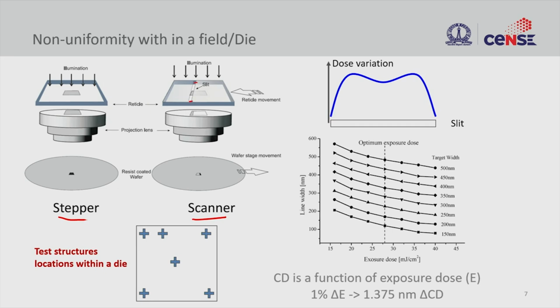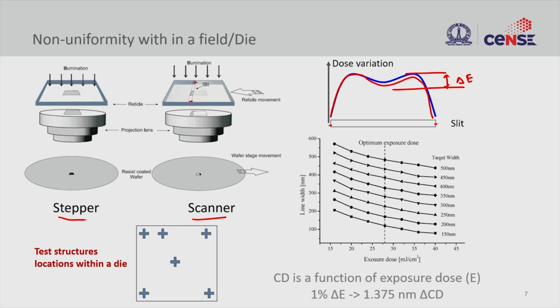But the assumption here is this slit has uniform illumination or uniform intensity, but in reality you don't have that uniformity. You will have a certain change in the intensity profile going from left to right in your slit, right? And this variation, this delta E, is something that you should be aware of. And how is this going to affect?